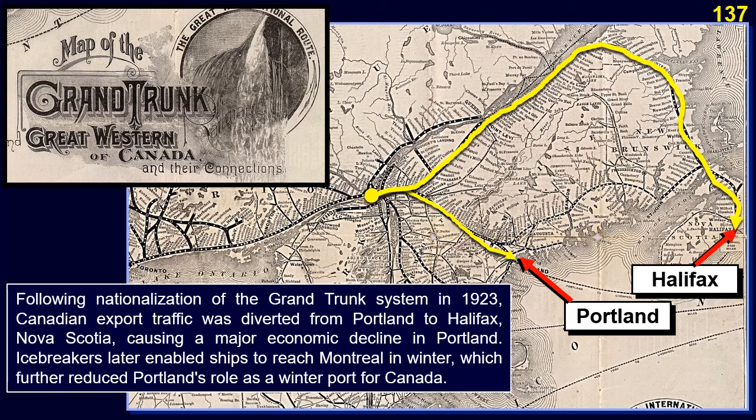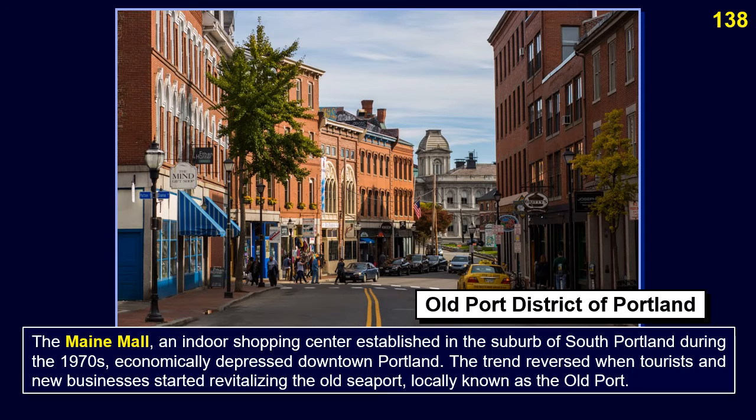Icebreakers later enabled ships to reach Montreal in winter, which further reduced Portland's role as a winter port for Canada. The Maine Mall, an indoor shopping center established in the suburb of South Portland during the 1970s, economically depressed downtown Portland. The trend reversed when tourists and new businesses started revitalizing the old seaport, locally known as the Old Port.